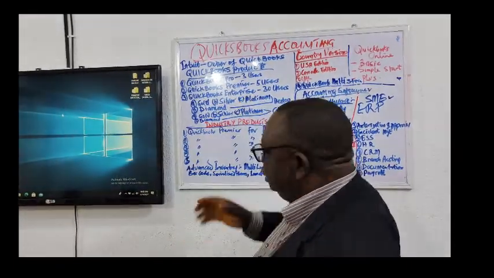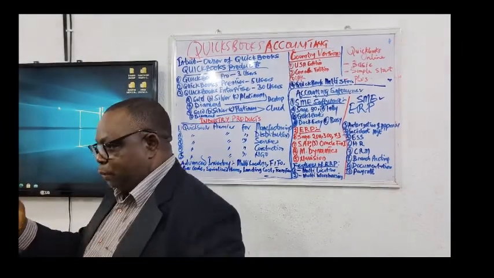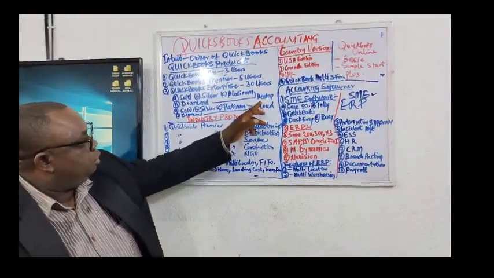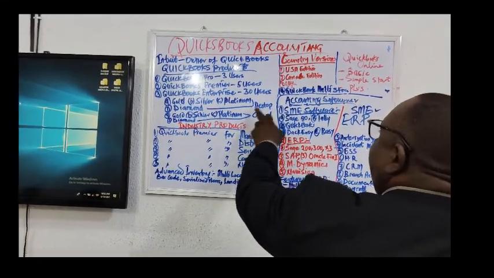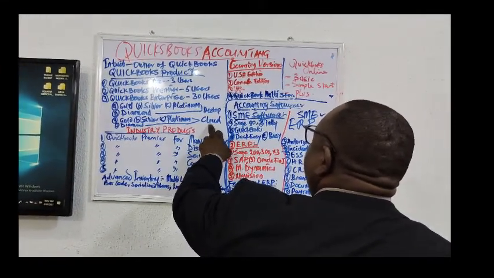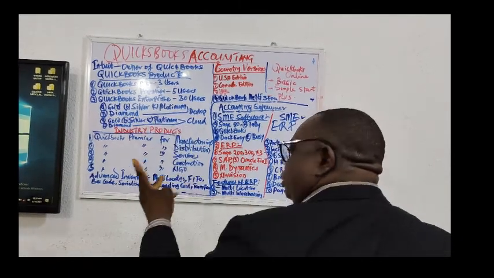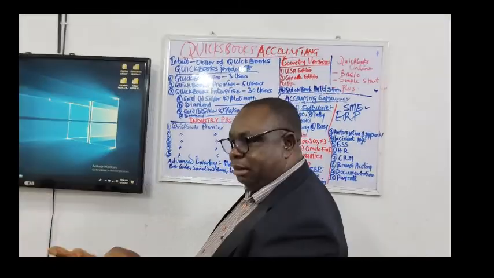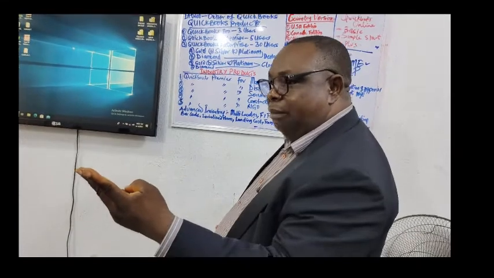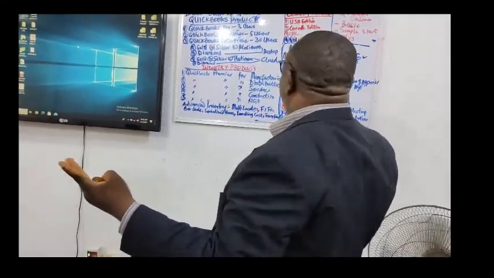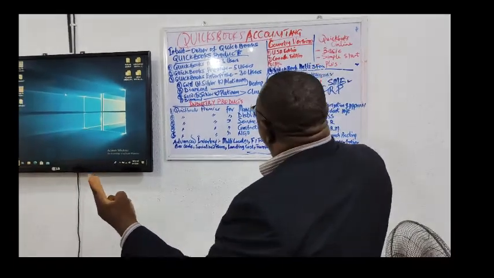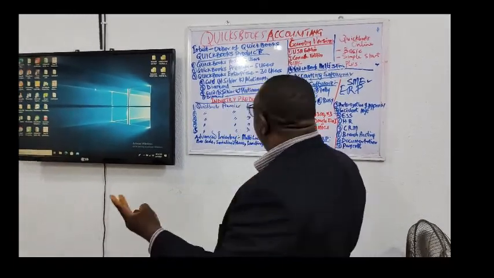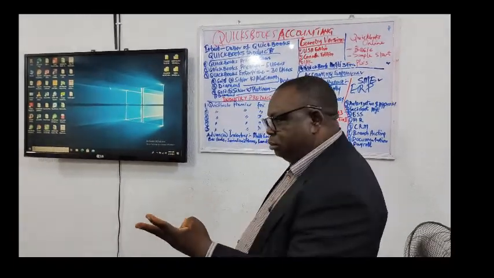QuickBooks Enterprise is subdivided into two, as you can see from the board. You can see QuickBooks Enterprise Desktop, and you can see QuickBooks Enterprise Cloud. You can see two categories. That is what I mean. Subdivided into how many? Two categories. So you have QuickBooks Enterprise Desktop, and we have also Cloud.